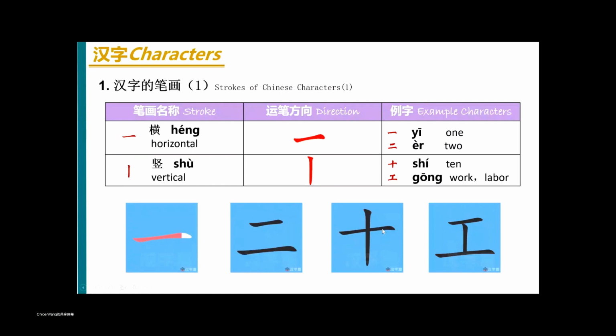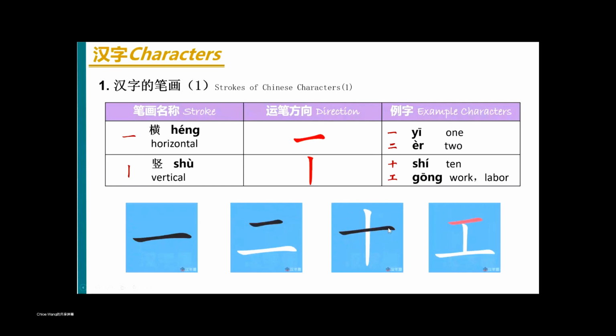So 十, we can tell from this GIF picture. First, we are writing a 横 and then writing 竖. Although it's just a 横 and a 竖, the 横 is on the 1/3 of the 竖, it's not at the middle of the 竖. So it doesn't look like a crossing.